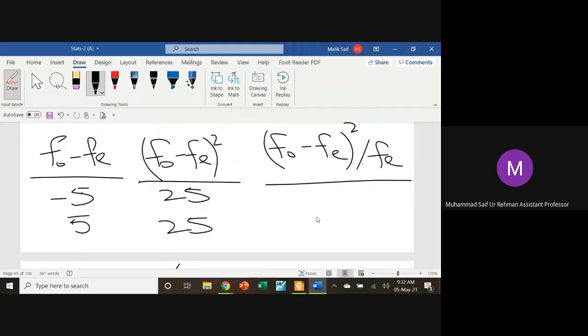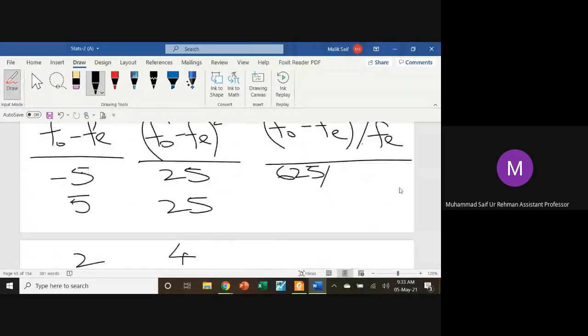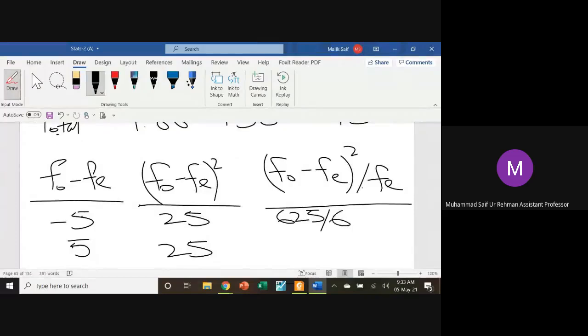So now for this column, F observed minus F expected whole square, you have to take the square of 25. See what is the square of 25? 625, divided by expected frequency. So expected frequency was 60. Write down 60 over here. See the answer.